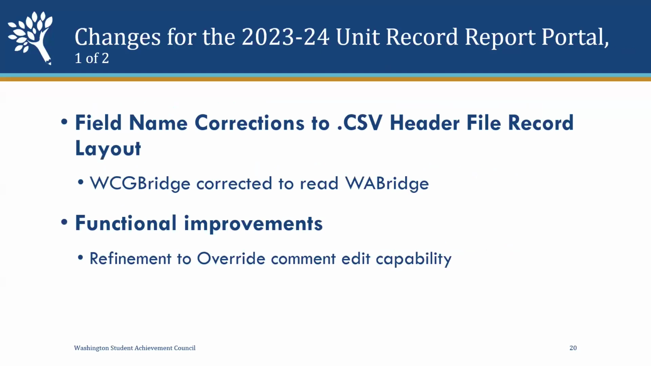Changes for the 23-24 unit record report. There are only a couple. We did have to correct the field name for the WCG bridge. We reported it incorrectly, but we left it as WCG bridge, and we're changing it this year. It is WA bridge. So you'll see that change this year. We also were able to refine the override comment edit capability. So that's something that you'll see, and Anne will talk a little about that in her part of the presentation.